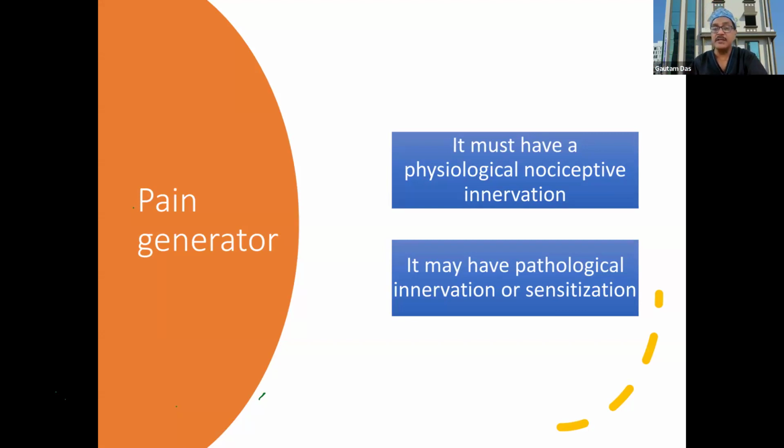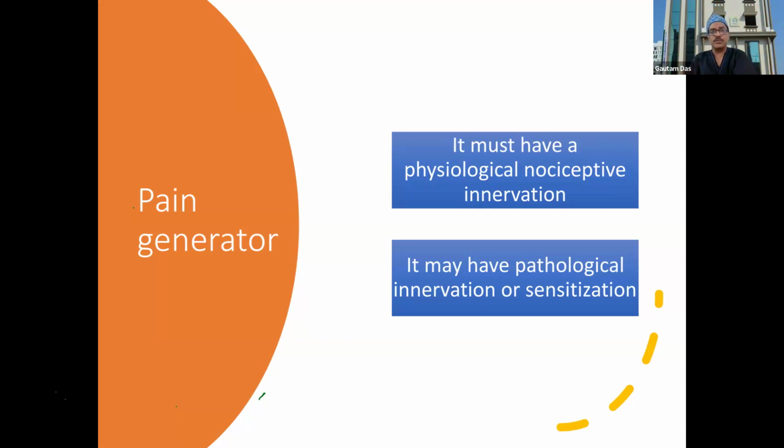So what is a pain generator? A pain generator must have either a physiological nociceptive innervation or a pathological innervation. If a structure doesn't have physiological or pathological nerves, that structure cannot be a source of pain. This is a very simple thing. And the next part of it: as a physician, how are we going to identify which structure is responsible for the pain? Very simple. Give local anesthetic into that nerve or into that structure, into the tissue. And if the pain is relieved by more than 50%, that structure is responsible for the pain.